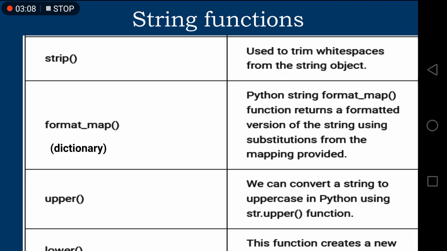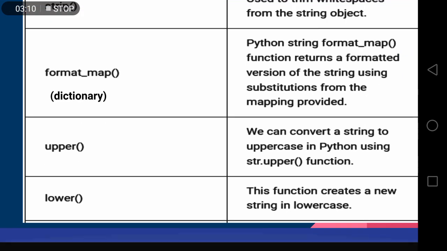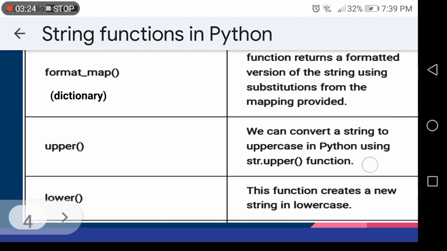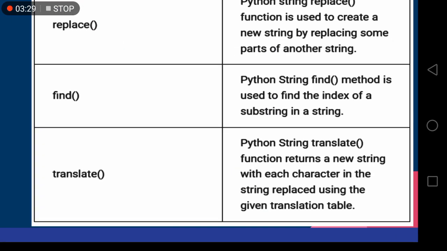Next is the upper function. We can convert a string into uppercase in Python using the string.upper function. In the same way, lower is used to convert the string into lowercase. So uppercase is capital letters, lowercase is small letters. This is the function of these methods. And then we have a few more methods.